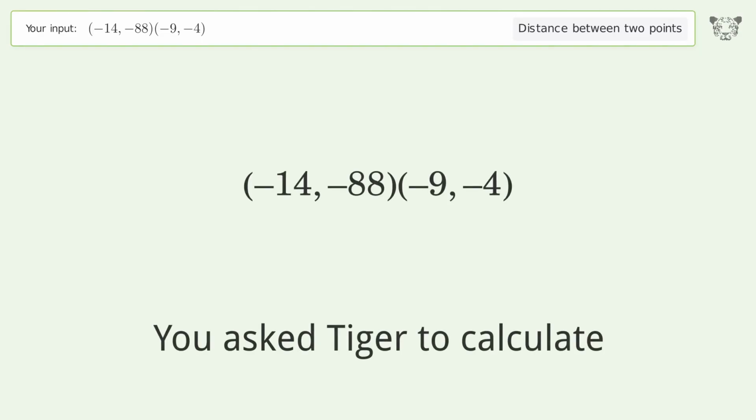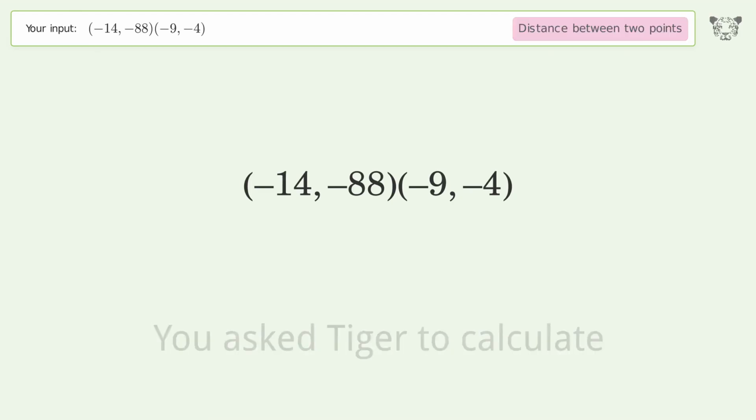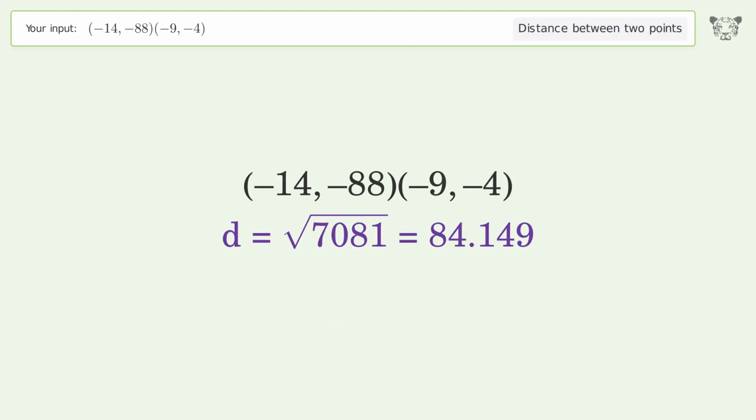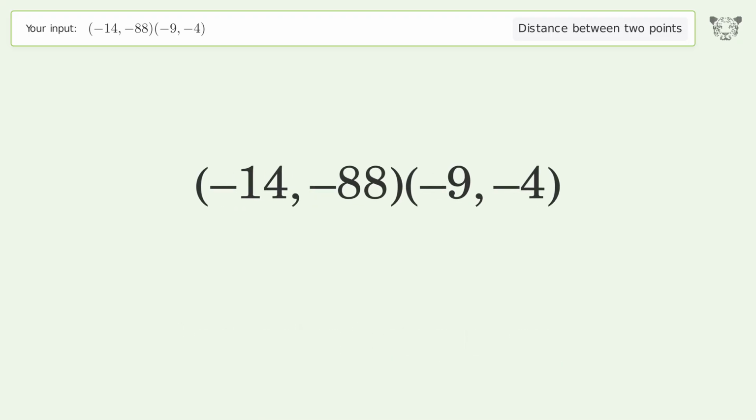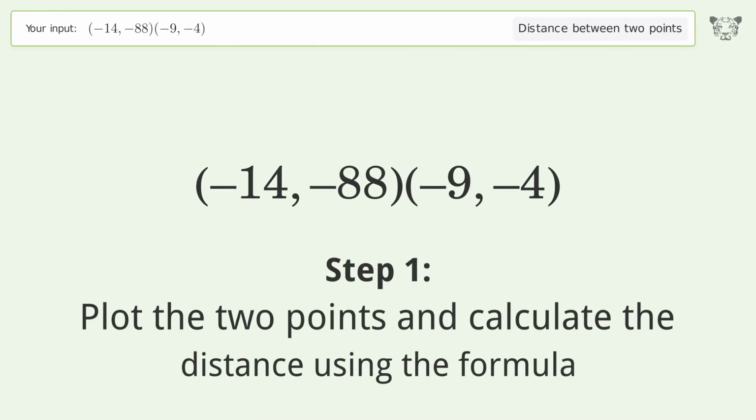You ask Tiger to calculate. This deals with the distance between 2 points. The distance between the 2 points is the square root of 7,081 or 84.149. Let's solve it step by step. Plot the 2 points and calculate the distance using the formula.